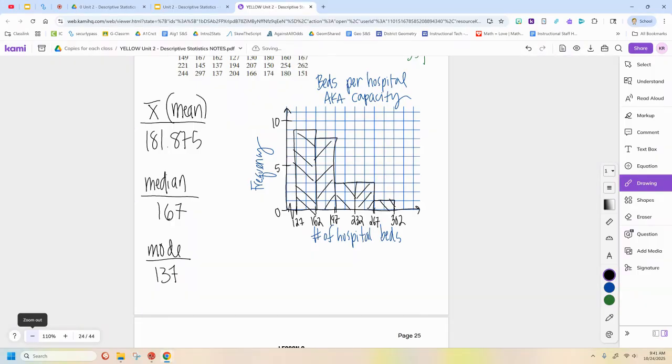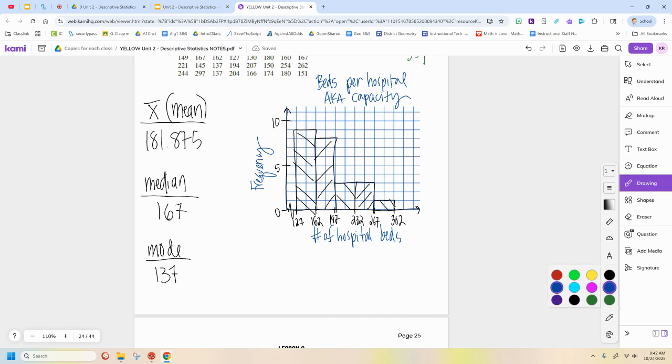But back to this. So beds. It's not like when we were looking at siblings and having the highest bar was kind of what was typical, right? Here, who really cares that the mode is 137? We're talking about hundreds of beds or tens of beds, right? So for me, this measure of center doesn't really make much of a difference. But these two do make a difference, all right?